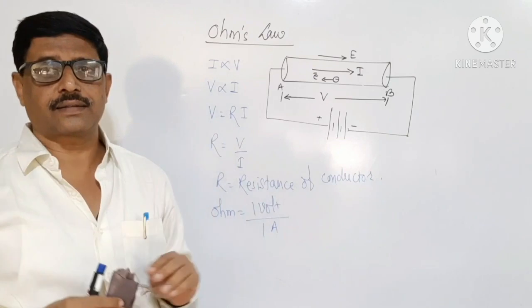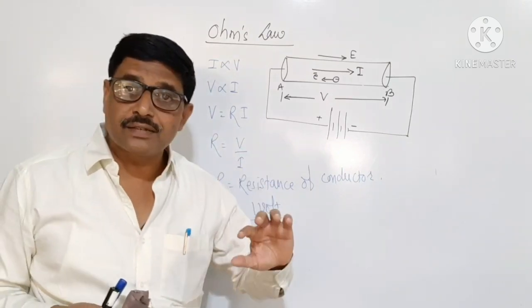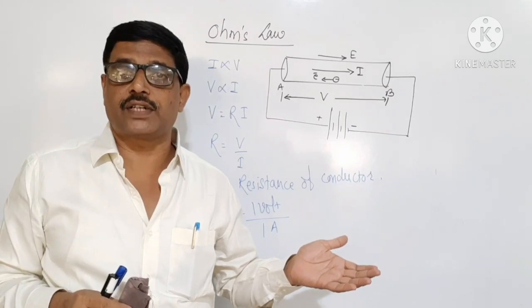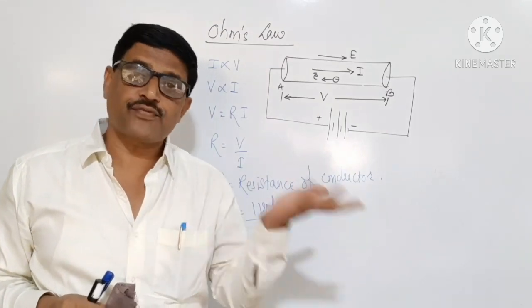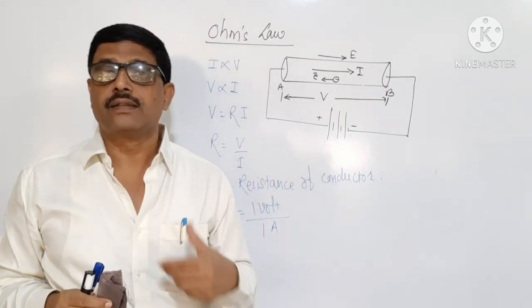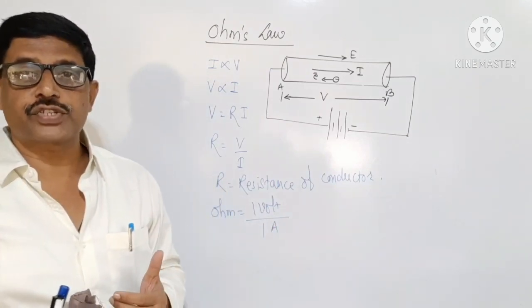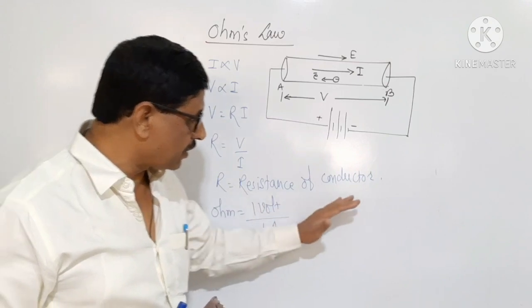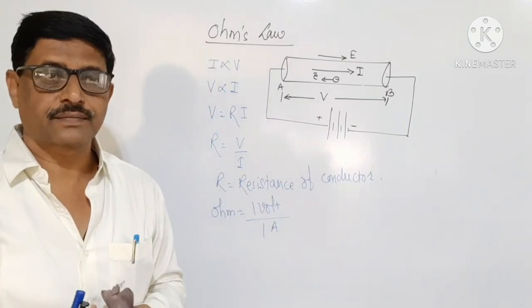The given conductor, with the external parameters like that of the temperature and pressure, as far as the external parameters, the temperature and pressure, are kept constant, the resistance of the given conductor is a constant.